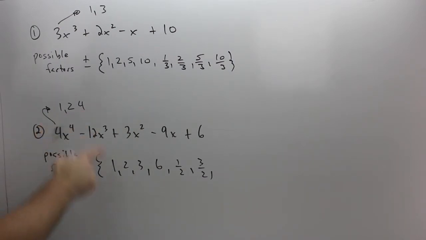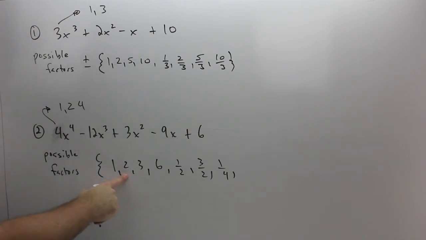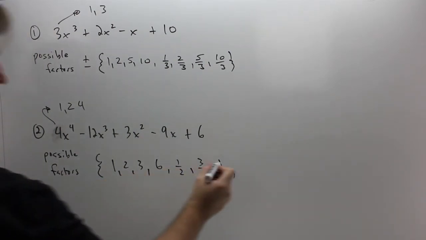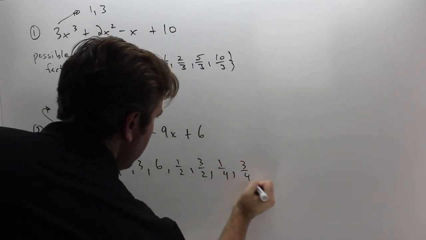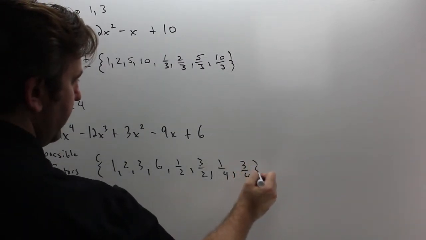Now let's look at 4. We have 1 over 4. Then we have 2 over 4. Well, 2 over 4 is just 1/2, so don't worry about it. Then we have 3 over 4. We don't have that one yet. And then we have 6 over 4. 6 over 4 is actually just 3 over 2. So you don't have to worry about it. So that's how you get your possible factors.